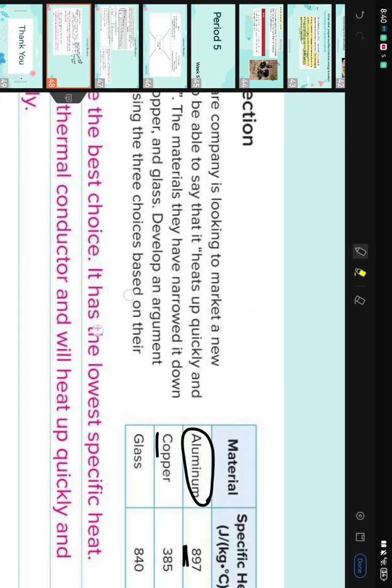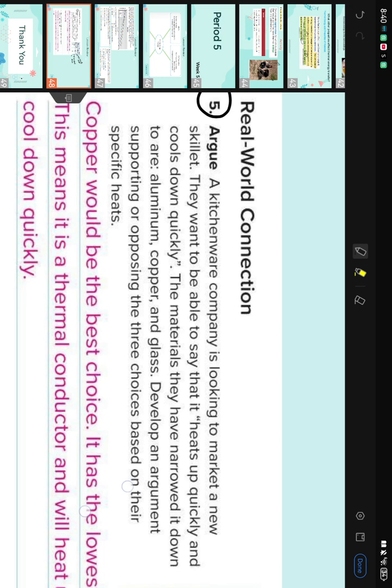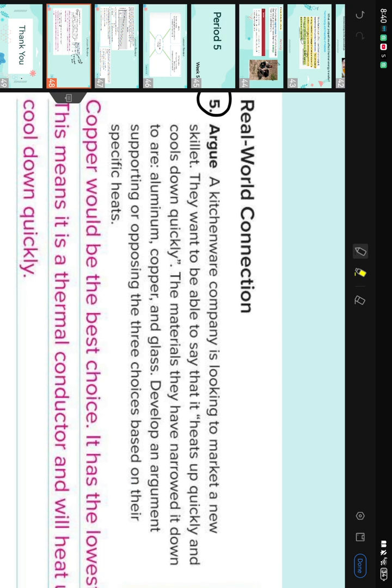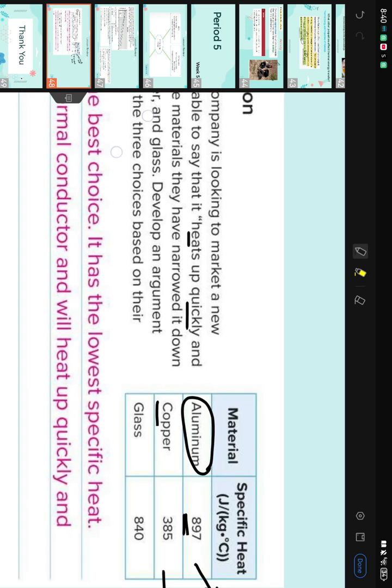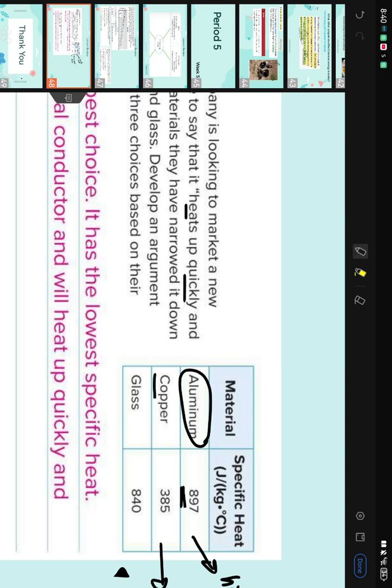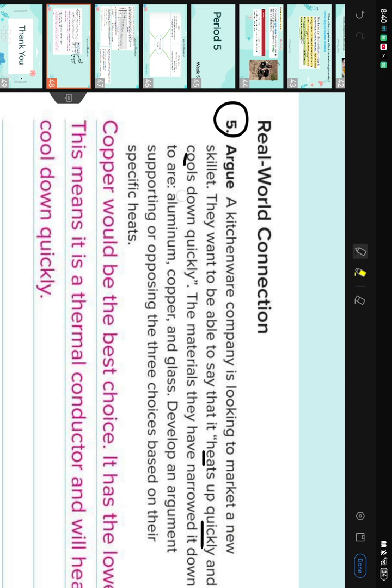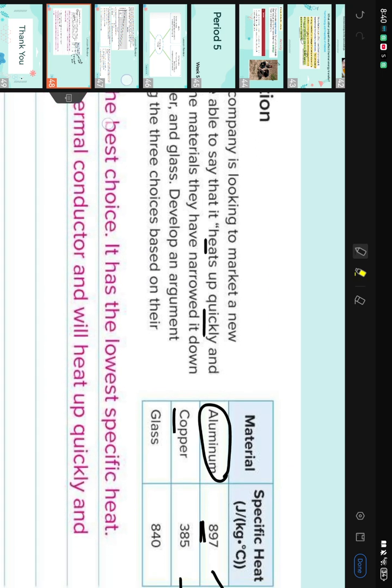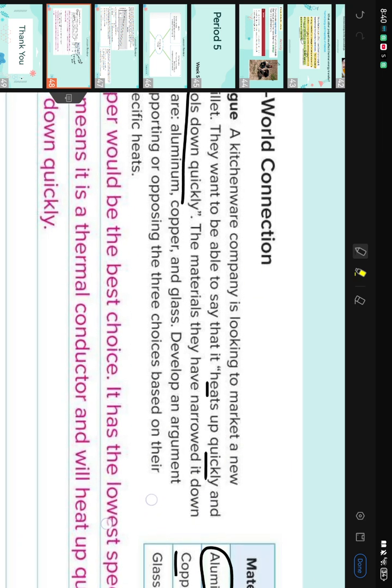So let's read the question. A kitchenware company is looking for a market. They want to be able to say it heats up quickly. So which one will heat up quickly? We know that copper heats up quickly and also cools down quickly, because it has a low specific heat.